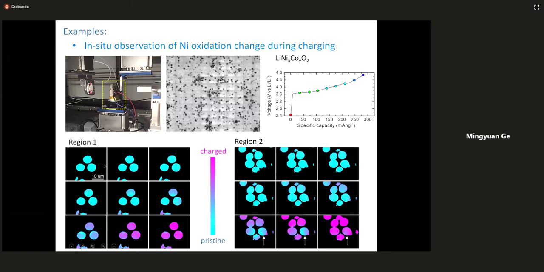So we can choose different regions. For this region, from the pristine state to the fully charged state, we can see a gradual change of the color, which indicates a gradual oxidation of these NMC, nickel manganese cobalt oxide, particles. But in another region, some particles can show a later reaction, like this particle indicated by the arrow. Compared to the surrounding particles, which already show a very pink color, this particle still shows a lot of blue-like colors, which means the reaction is delayed. But if we further increase the voltage, the reaction goes up, it catches up.